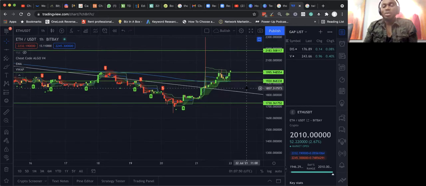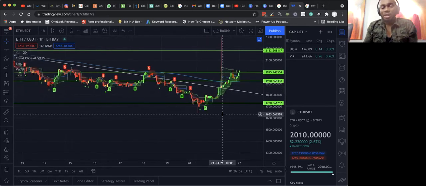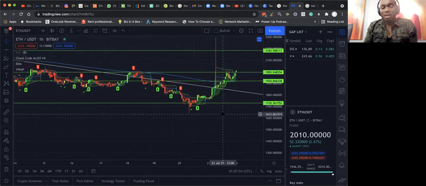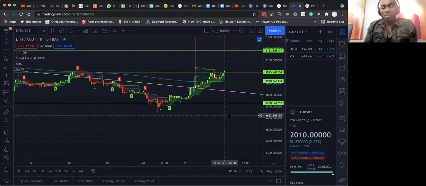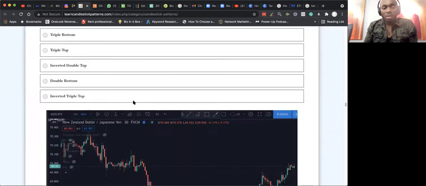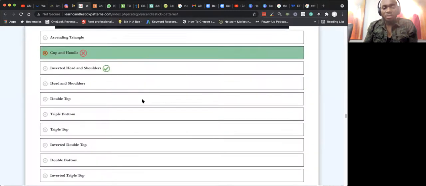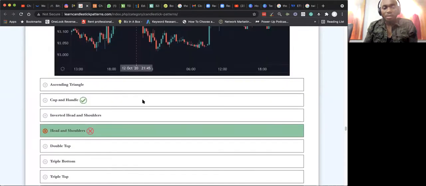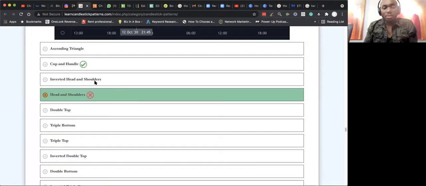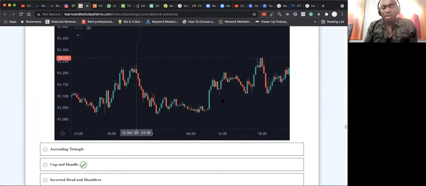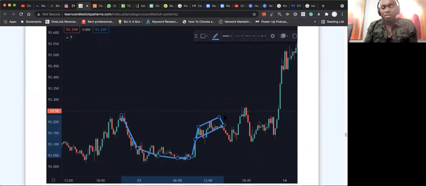So the question is, what is the meaning of a cup and handle? What is the next price action following a cup and handle? We looked at a cup and handle here earlier. Let me find it. Boom, that one. So this is the cup and handle. And after a cup and handle, the next price action is bullish. Okay, bullish chart pattern.